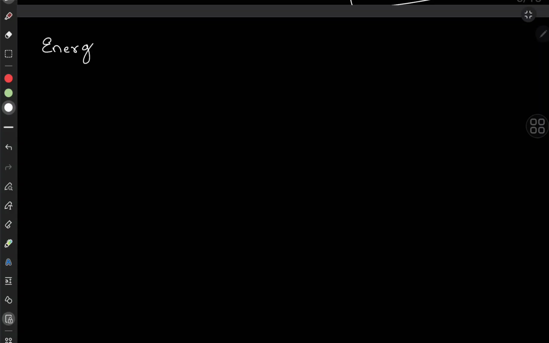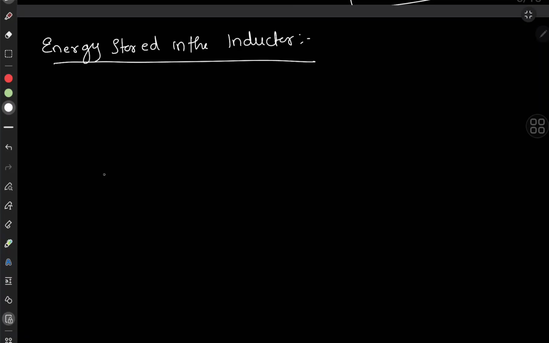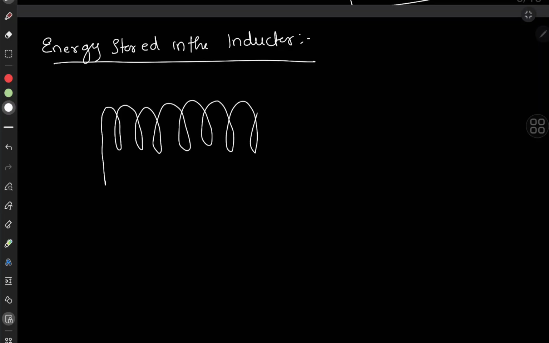That is called energy stored in the inductor. For example, you are having an inductor. Remember, a solenoid will also be called an inductor when a time varying current is supplied. Please remember, the same coil will be called a solenoid if it is producing only a constant magnetic field. Now when a time varying current is supplied to the same coil, it is called an inductor.